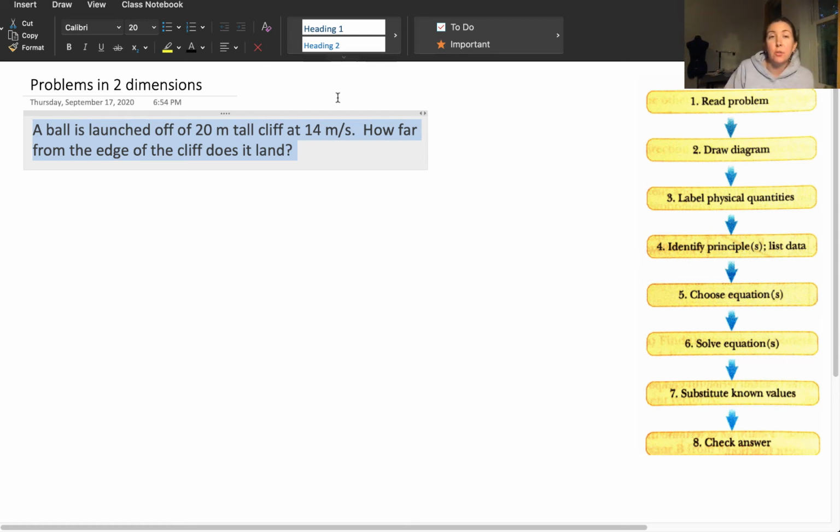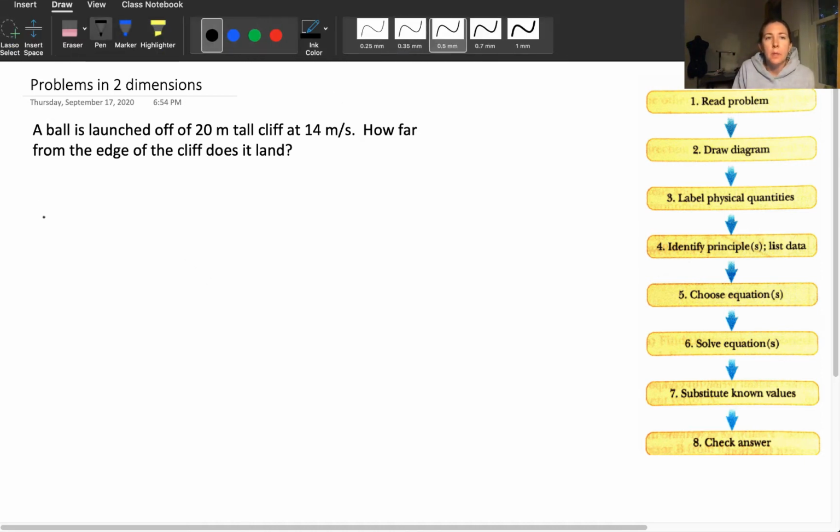Problem solving in 2 dimensions isn't that much more difficult than problem solving in 1 dimension, but you always have to do both the x and the y motion. And so let's just do an example, and I'll walk through what that actually means.